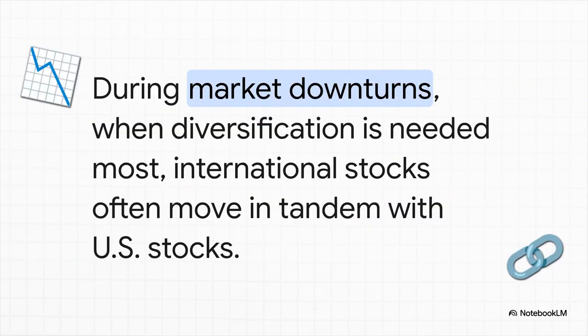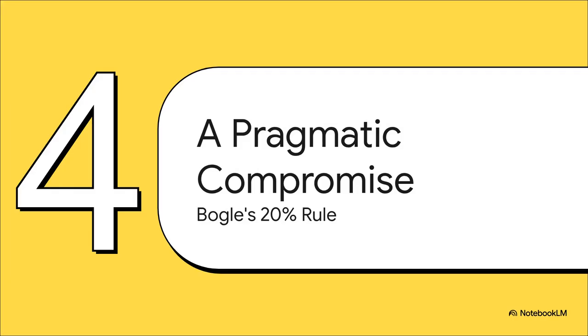And this point about high correlation is absolutely crucial. Bogle argued that in a global crisis, markets tend to become highly correlated. They all fall together. So if your international stocks fail to provide that buffer precisely when you need it most, their main purpose in your portfolio is fundamentally undermined. Now, you might be thinking Bogle was completely rigid on this. But despite his staunch U.S.-centric view, he wasn't entirely dogmatic. For investors who still felt they wanted international exposure, he offered a very clear and pragmatic compromise.